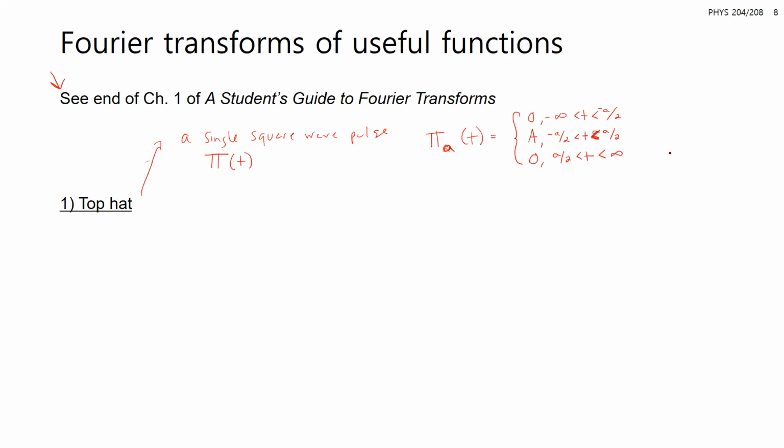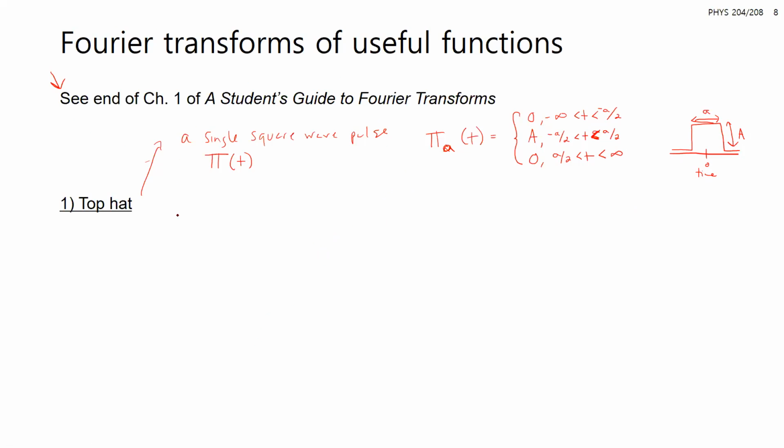So we can sketch this out. We're going to say it's centered around a time of 0. Our x-axis is in time. And we're going to sketch this guy out to look like this. So this is our pulse width, lowercase a, and our amplitude, uppercase A here. So capital A is the pulse height, lowercase a is the pulse width.